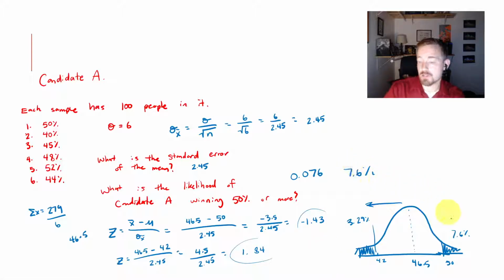So it looks like our candidate is in bad shape. They're less than 10% likely to win. But I guess the good news is that they're probably not going to get a landslide butt kicking, right? They're probably not going to do 42 or below.